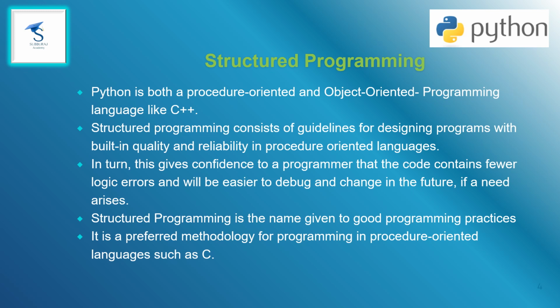Python is both a procedure-oriented language and an object-oriented language. C++ is similar. An object-oriented language is obviously a structured programming language, whereas procedure-oriented languages are not necessarily structured programming languages. You have to ensure you follow the rules so as to make programs correct first time and every time.